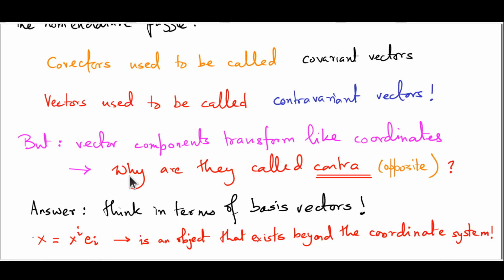On the other hand, vector components transform in a manner opposite to the basis vectors. That is why they are called contravariants. So this old nomenclature was really with respect to the way the basis vectors change, and that is why you end up with this apparently contradictory nomenclature, where things which transform like coordinates are called contravariant, and things which transform opposite to coordinates are called covariant.